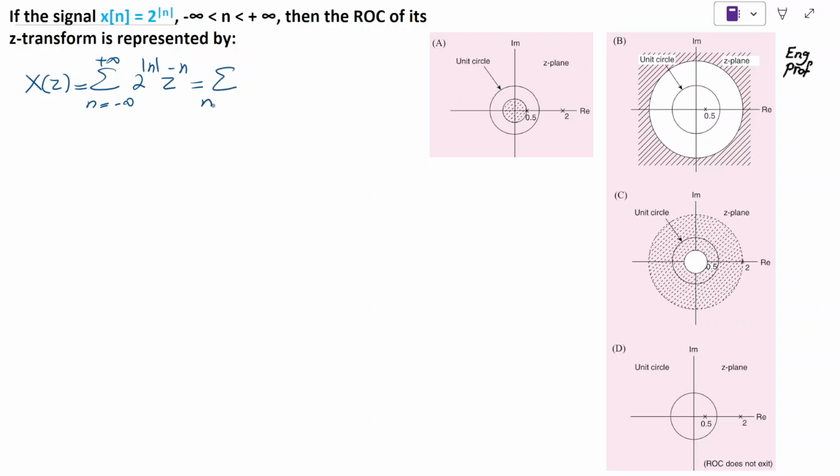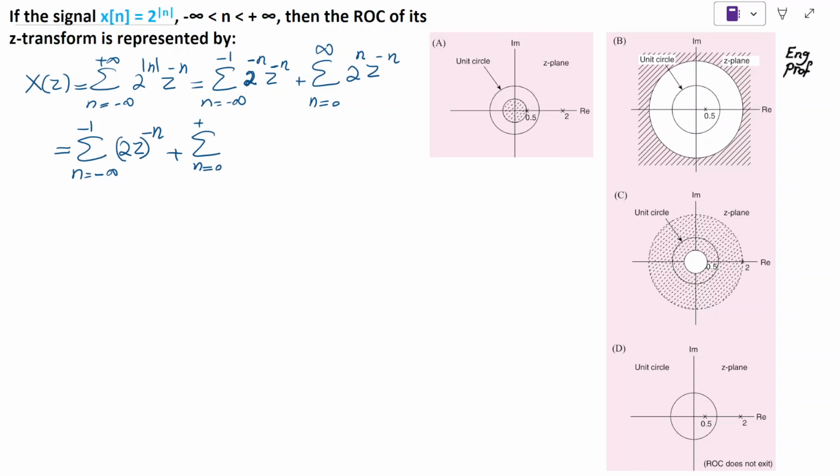Let's break it down into negative indices and positive indices. For negative values of n, 2 to the absolute value of n becomes 2 to the negative n, and then z to the negative n. For positive indices, n from 0 to positive infinity, 2 to the absolute value becomes 2 to the n, z to the negative n. If we further process this, we have sigma from minus infinity to minus 1 of 2z to the negative n, plus sigma n from 0 to positive infinity of 2z to the negative 1, to the power n.